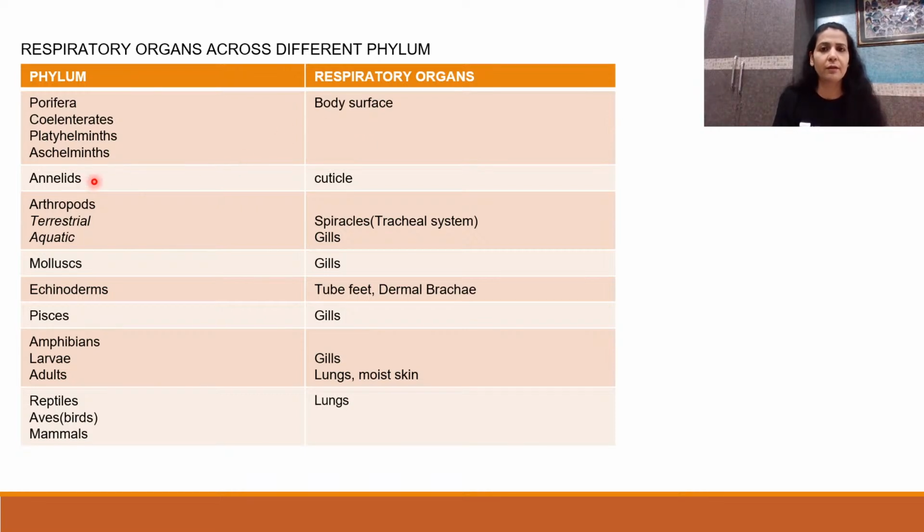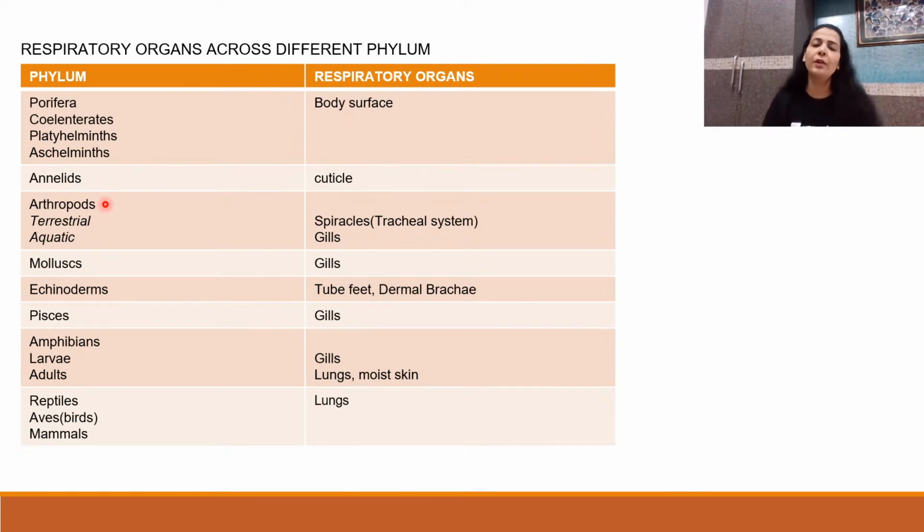When we go to annelids, one of the important examples is the earthworm. I'm pretty sure all of you have seen an earthworm. The earthworm has a cuticle, the outermost moist skin, that is responsible for respiration. So for annelids, for example the earthworm, you have the cuticle as their respiratory organ.